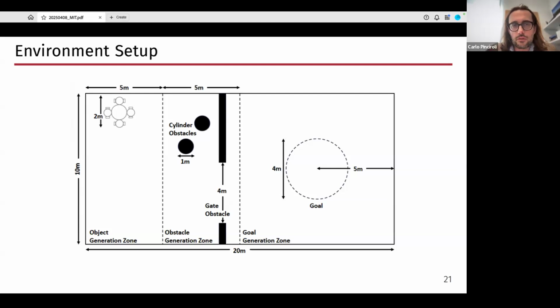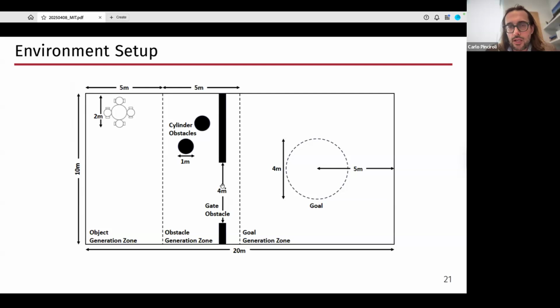So we have preliminary results on this that we're working on, and we hope to have a paper over the summer on that. Anyway, so the robots are placed here in a random place inside this area. And then there are obstacles in this area that can be either cylinders or a gate. And the gate can be wider or narrower.